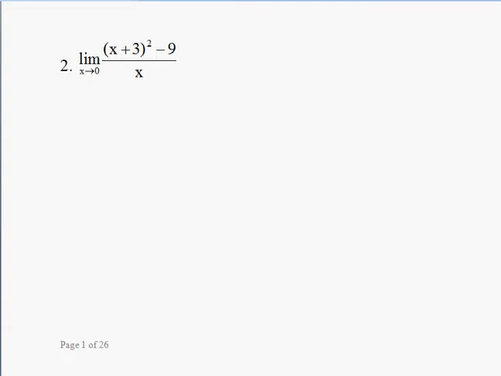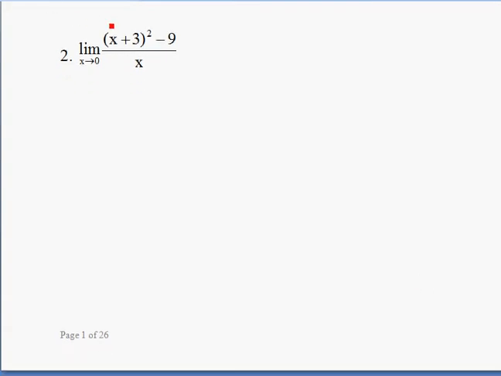This next one, as opposed to factoring, we're going to multiply this binomial here, and hopefully the x's cancel, to get this x out of the denominator. Let's do direct substitution first, just to rule out that you need to do something other than just direct substitution. So plugging 0 in here, you just get 3 squared minus 9 over 0, which is 9 minus 9 over 0, which gives me 0 over 0.